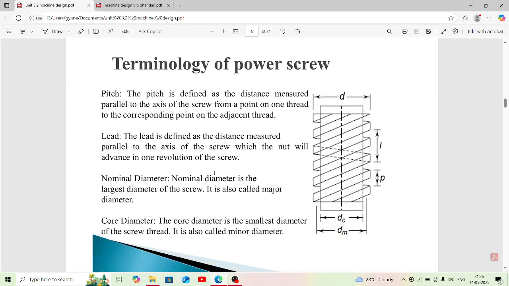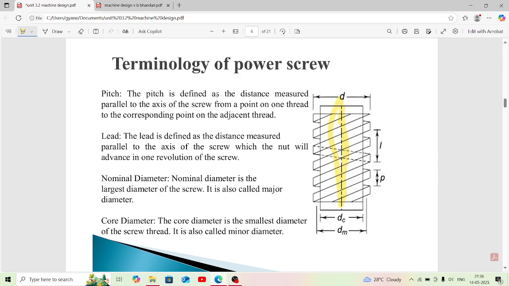Come to the point. What is the terminology of the power screw? Pitch. First term is pitch. The pitch is defined as the distance measured parallel to the axis of the screw. This is the axis.